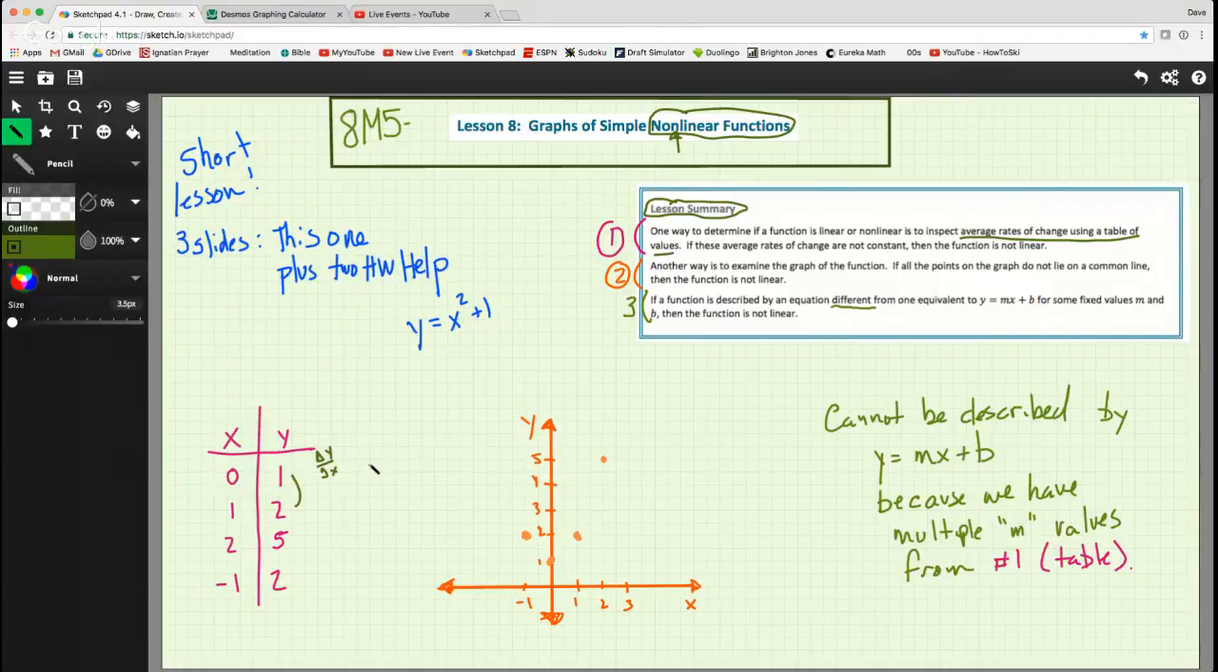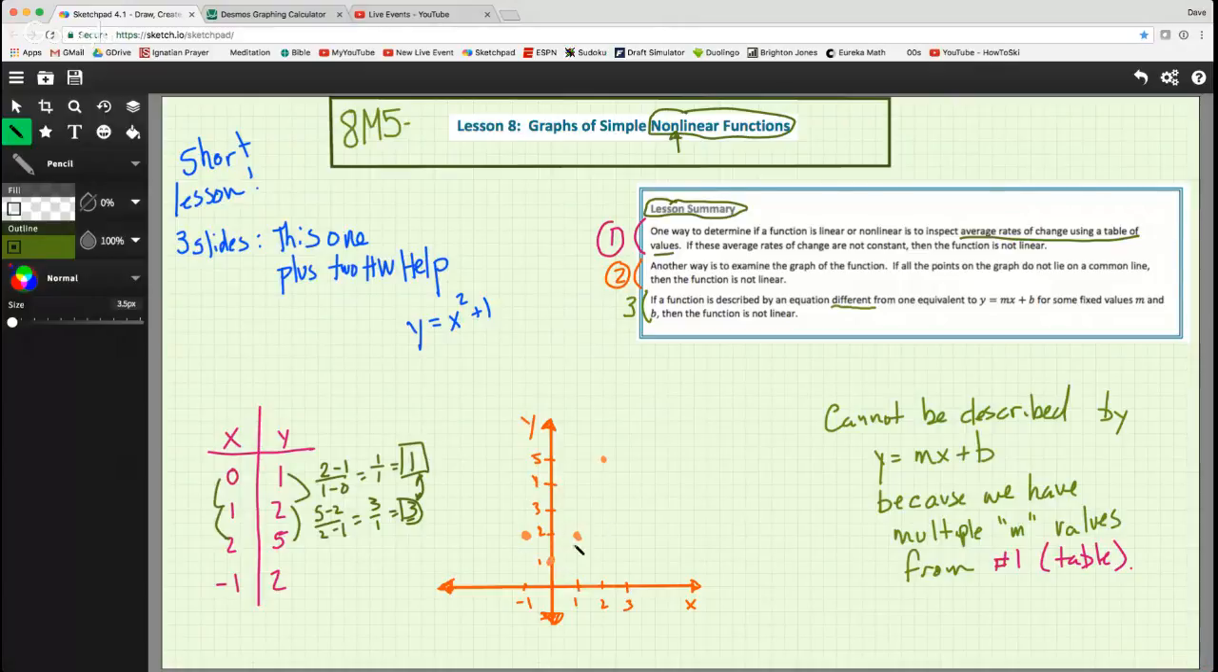Let's just take a quick look at our delta y and delta x between these two. Our delta y is 2 minus 1 over 1 minus 0, and so our rate of change here is 1 over 1, so that's a 1. Now let's look at our rate of change between the next 2 points. We have 5 minus 2 over 2 minus 1, and that's 3 over 1, or 3. So we already have a difference in our slopes between these 2 points and these 2 points.